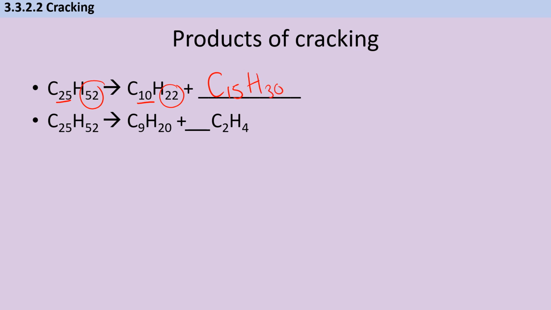And then in the second example, we are given both of the products, but we don't know how many of them there are. So in total, we need to add up to have 25 carbons here. So if we take away the 9 that is in that first product there, that gives us 16. And therefore, we know that if we're having ethene as our second product, we're going to need 8 ethene. And I could double check the hydrogen just to make sure I'm right. So I've got 52 here and 20 here. So the difference there is 32, and there's 4 of these. So again, I need 8 of those ethene molecules.